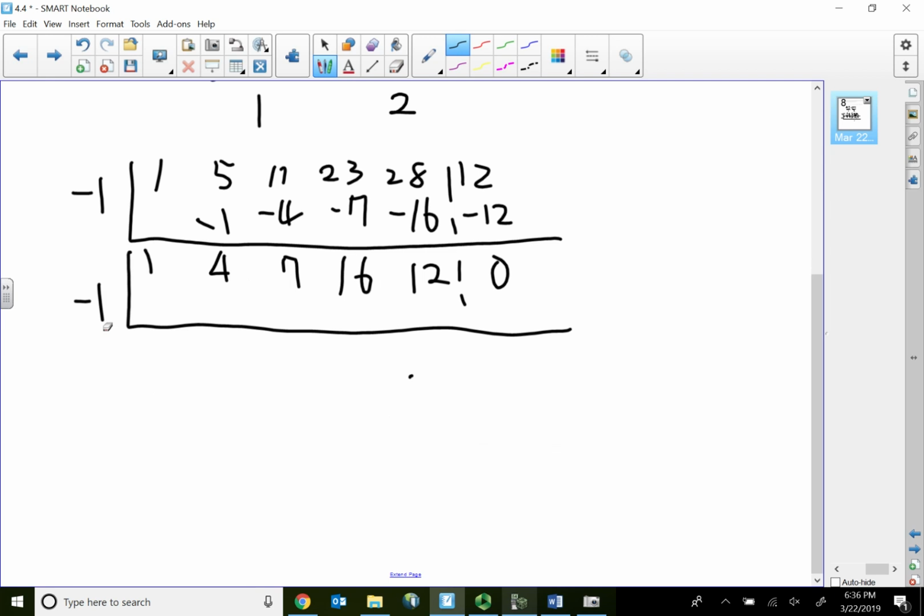Using -1 again. Bring down the 1. That's -1. That's a 3. That's -3. That's a 4. That's a -4, and that will be a 12. So -1 times 12 is -12. Remainder is 0. So this is 1x to the 3rd power now.